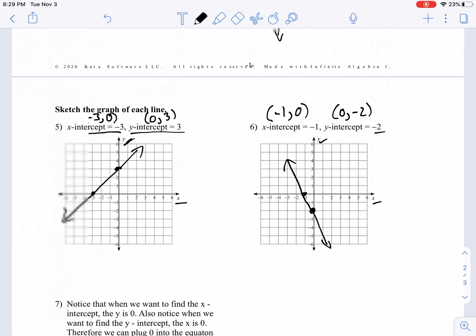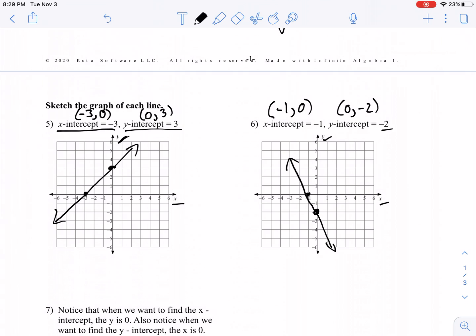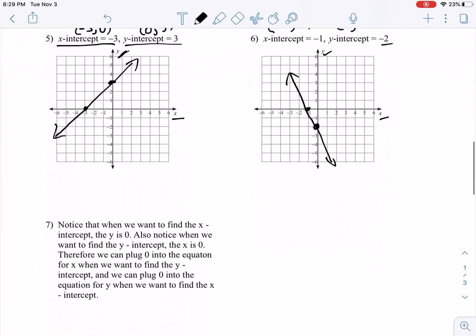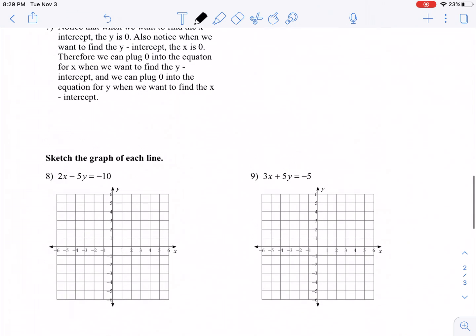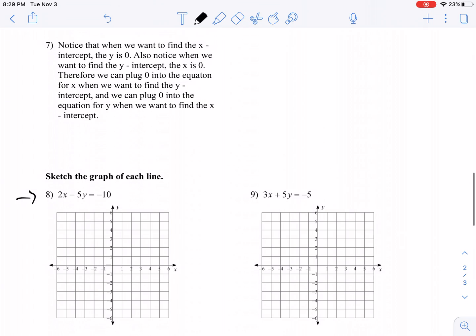Now we only need 2 points to graph a line. So if we can determine what the x and y intercept are, and in this example they told us what they are, then we can graph our line. And that's where this next step comes in, because we want to be able to do this for standard form.